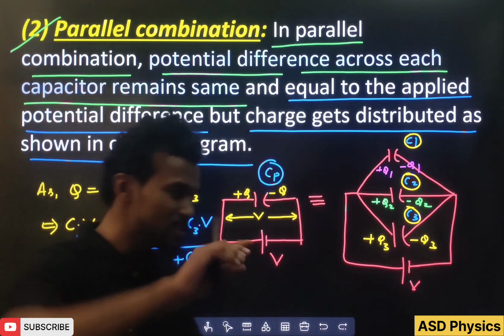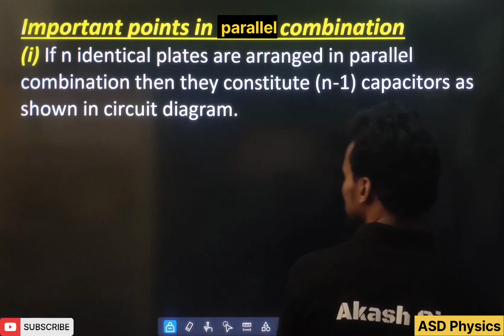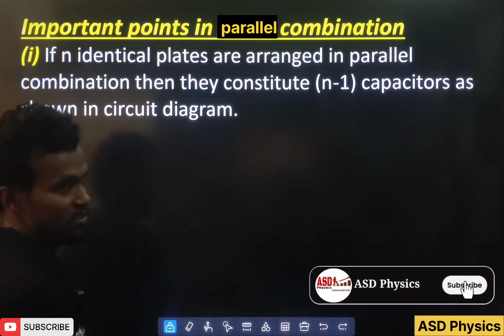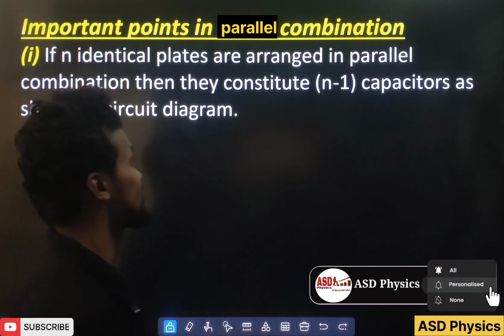This combination is somewhat reverse from resistance. Resistance you know very well: series will become parallel, parallel will become series here, if you are comparing resistance and capacitance.